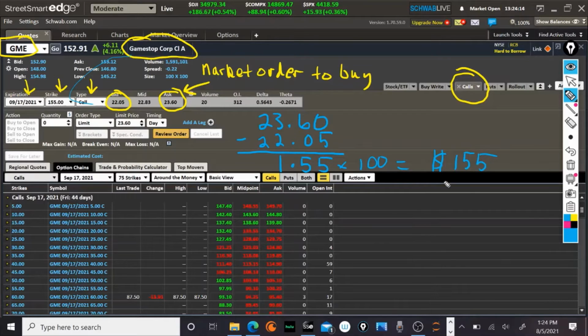So you'd be paying $155 more than the person with the next highest bid. And so we do not want to pay that much more than the bid on this contract. So we would probably want to place a limit order in order to avoid doing that. So when we're trading options, we normally want to place limit orders.